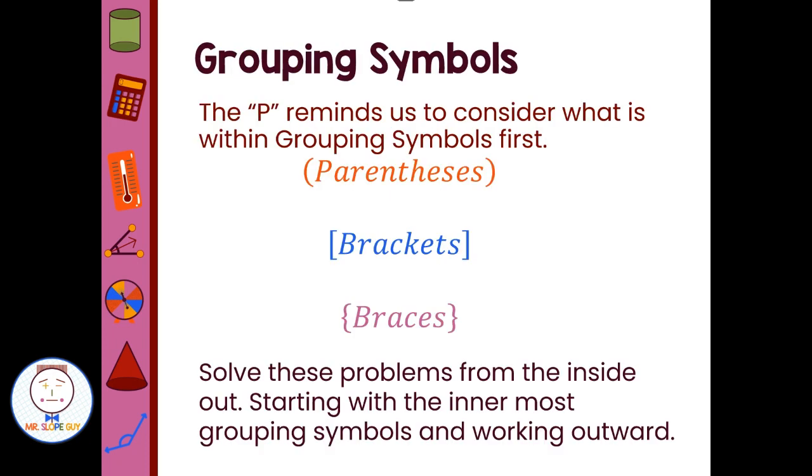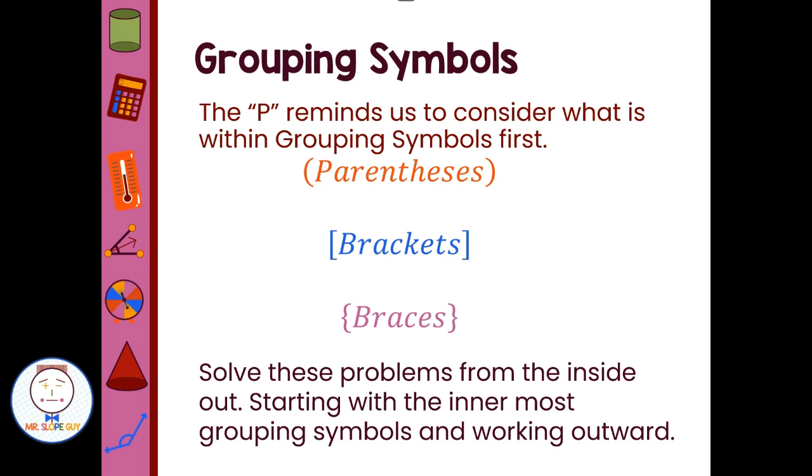So our grouping symbols, we have the P to remind us to consider what is within grouping symbols, but parentheses are one type of grouping symbol. They're not the only type of grouping symbol. We have other symbols like the squared off ones that are called brackets, or the little squiggly ones that are called braces. So we want to solve these problems from the inside out.